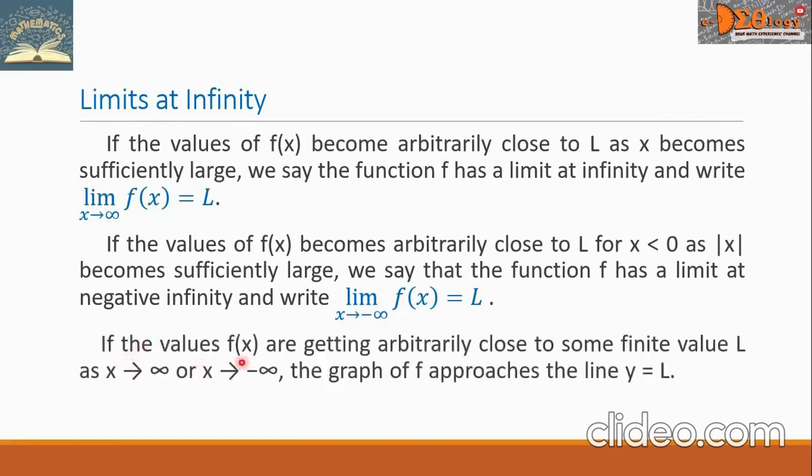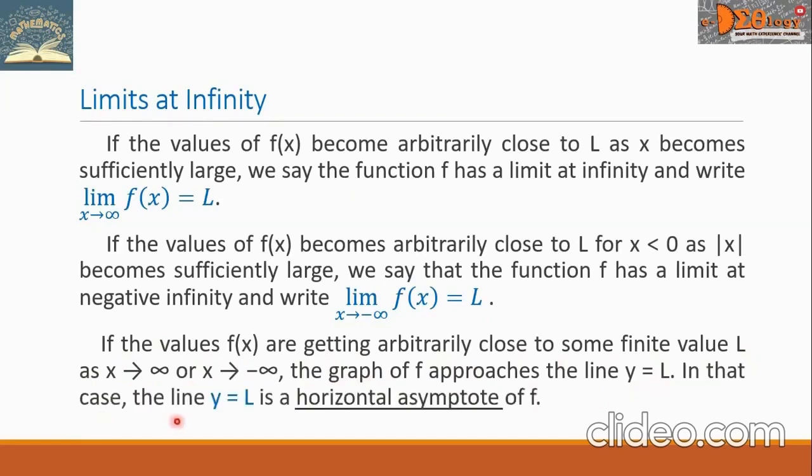If the values f of x are getting arbitrarily close to some finite value capital L as x approaches infinity or x approaches negative infinity, the graph of f approaches the line y equals capital L. In that case, the line y equals capital L is a horizontal asymptote of f.